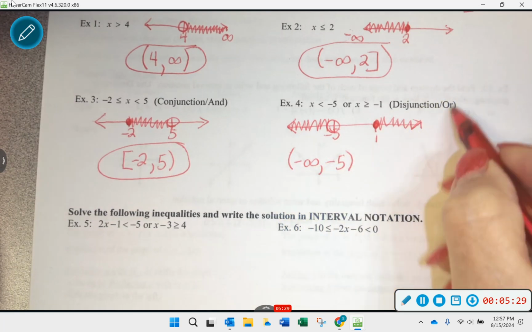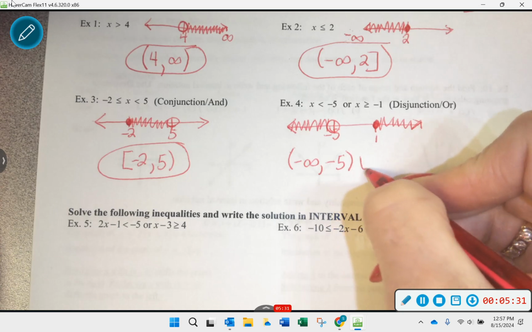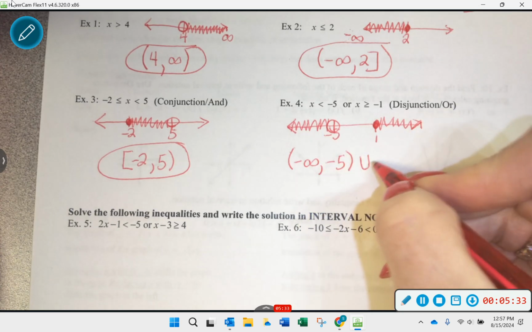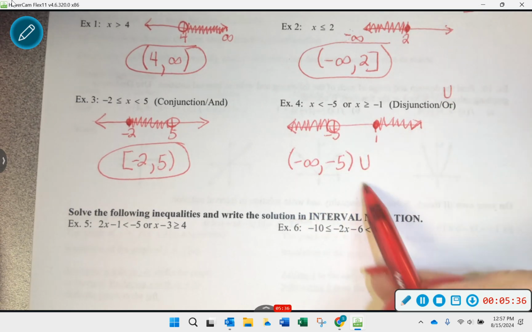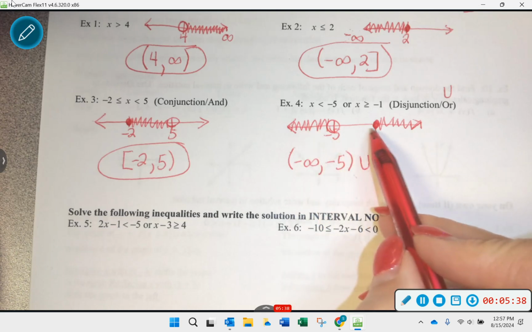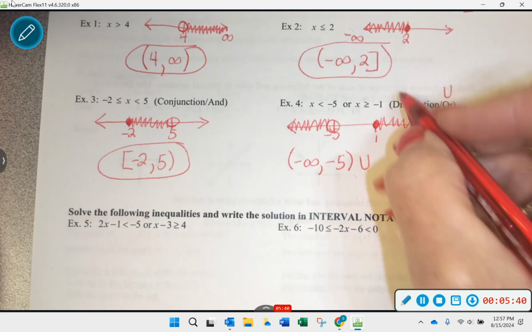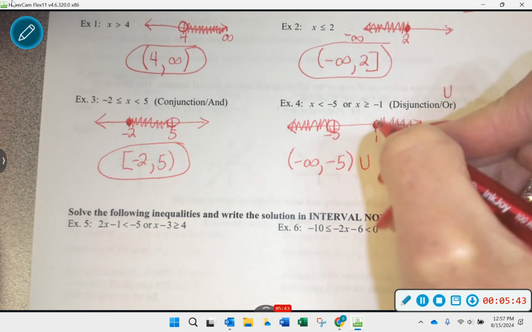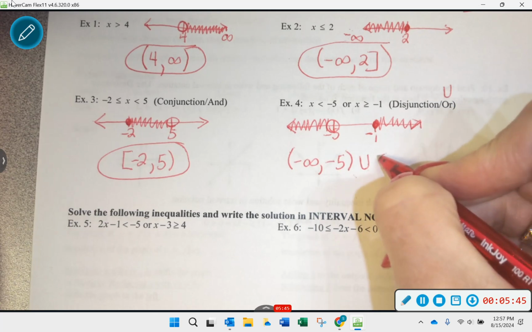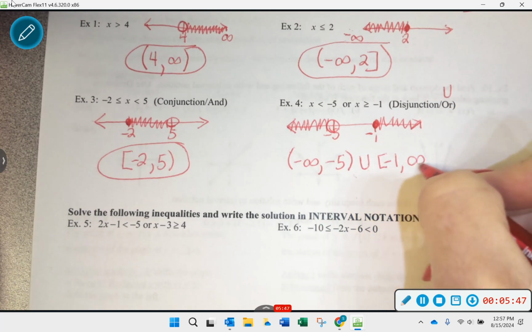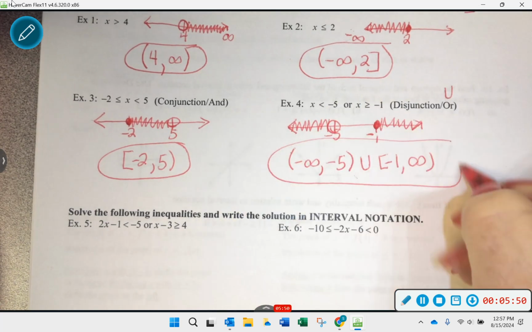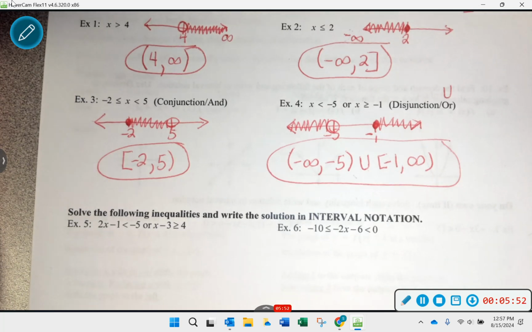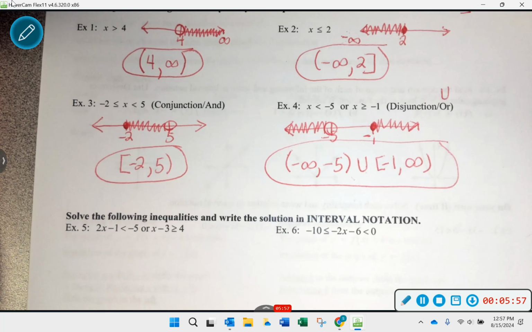Good. Now, this is a little different. I now put this union symbol. What that means is or. A union symbol means or. Okay. Now we pick back up with what number? Yep, thank you. I didn't catch the negative. And that's the way that would look in interval notation. What questions do you have so far? All right, let's keep going.